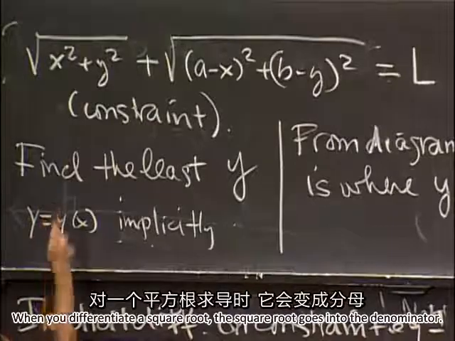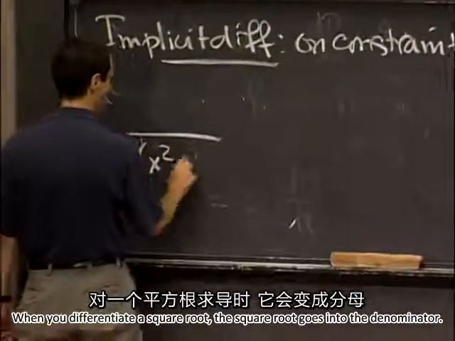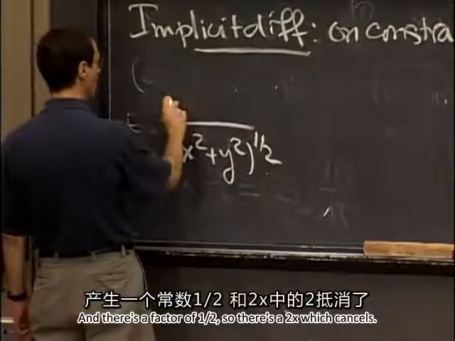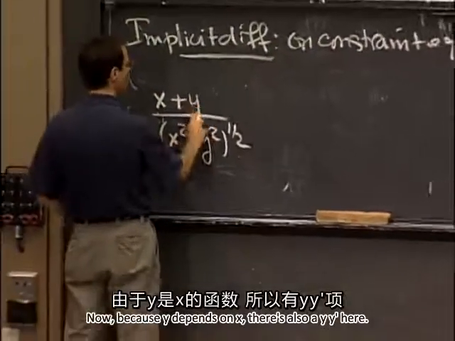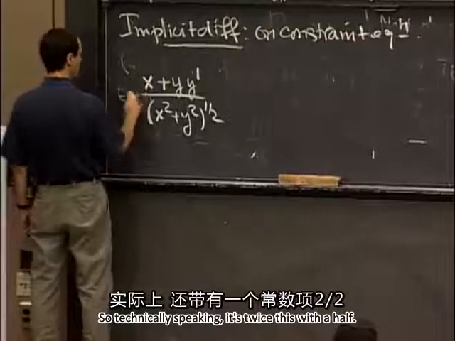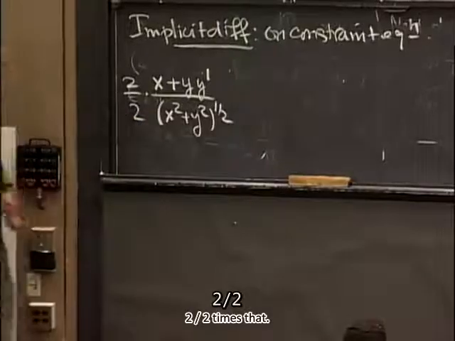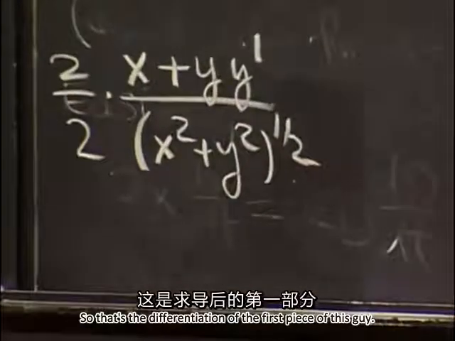When you differentiate a square root, the square root goes into the denominator. And there's a factor of a half, so there's a 2x which cancels. So I claim it's this. Now, because y depends on x, there's also a y prime here. So technically speaking, it's twice this with a half, 2 over 2 times that. All right, so that's the differentiation of the first piece.